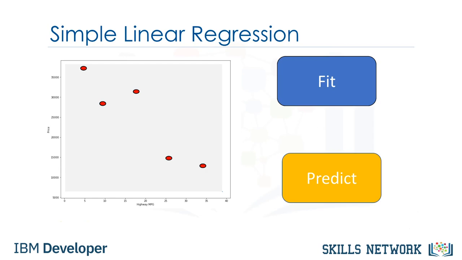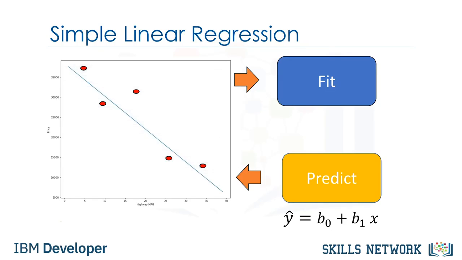We can summarize the process like this. We have a set of training points. We use these training points to fit or train the model and get parameters. We then use these parameters in the model. We now have a model. We use the hat on the y to denote the model is an estimate. We can use this model to predict values that we haven't seen. For example, we have no car with 20 highway miles per gallon. We can use our model to make a prediction for the price of this car.